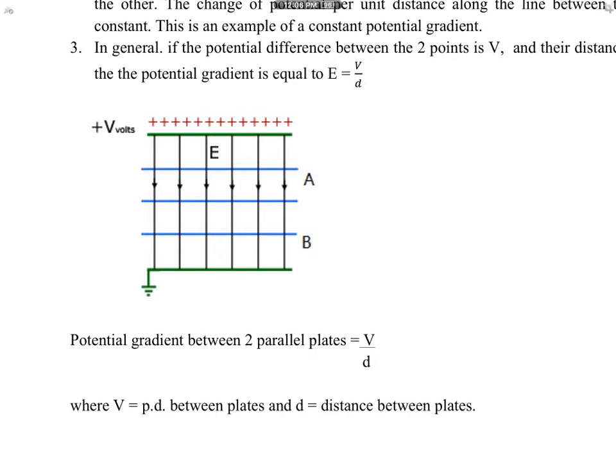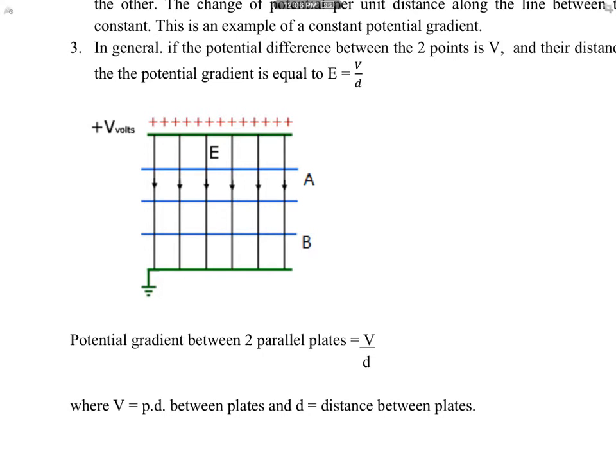It's just merely taking the PD between two plates and dividing by their separation. So that is called potential gradient. For example, if you have two parallel plates and you want to find the potential gradient between them, you take the potential difference, which is V minus zero, over the D. Then you get E equals V over D.